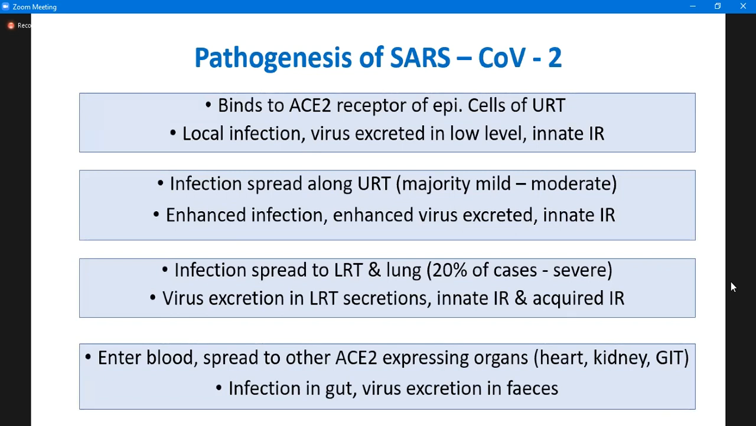Virus is found in the lower respiratory tract secretions. By this time, in addition to the innate immune response, the acquired immune response is also in place. From the lower respiratory tract, especially from the lungs, the virus enters the bloodstream. And then it spreads to other organs expressing the ACE2 receptors, like the heart, kidney, and gut. The virus replication in the gut will lead to the excretion of the virus in the stools.